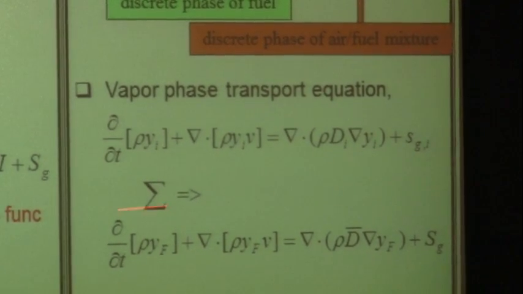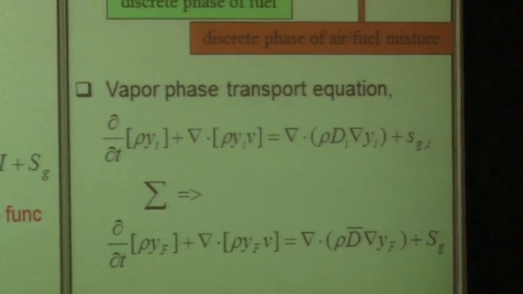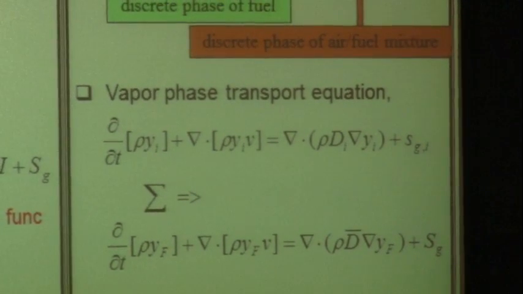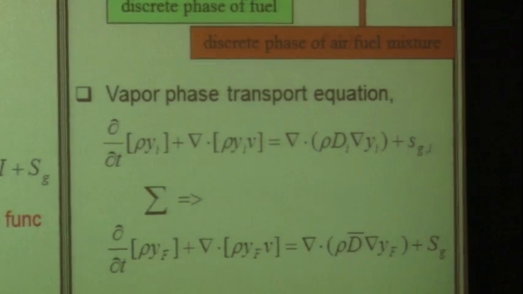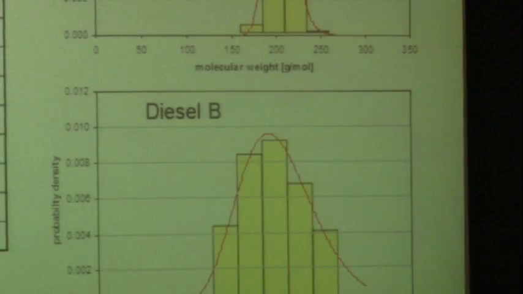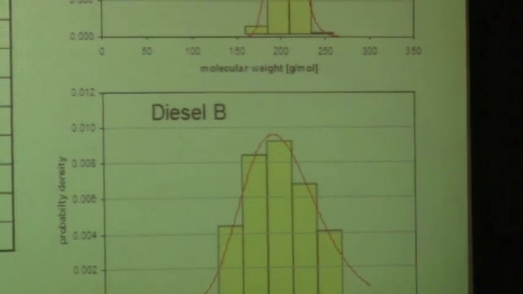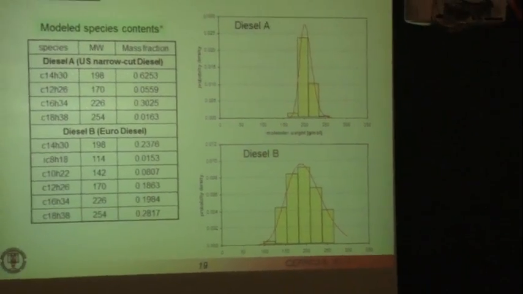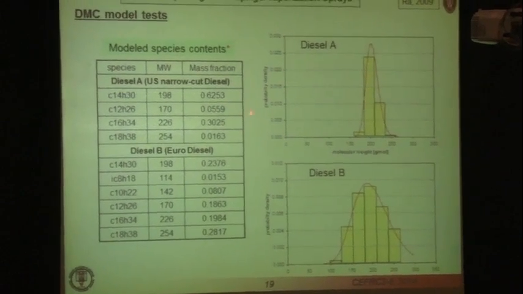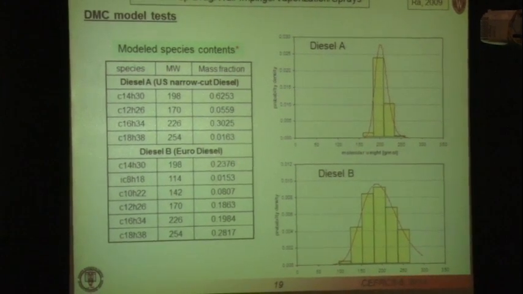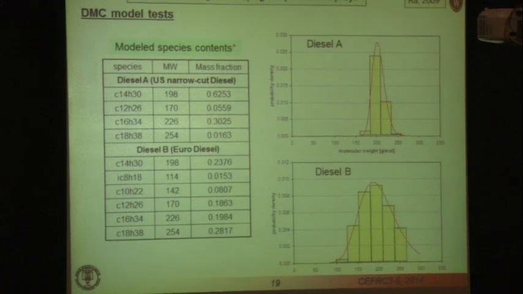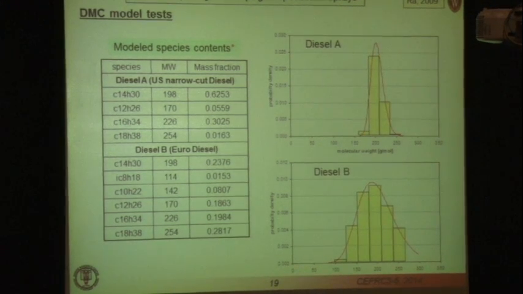If you sum over all of the fuel species, you'll basically have one equation that represents the rate of change of fuel mass fraction. But we will actually track each of the components. So here's some simple models that we've looked at for 2 different diesel fuels, a narrow cut and a Euro diesel fuel, where you can represent the diesel fuel using this discrete multi-component model with 4 species for the narrow cut case here, and 6 species for the Euro diesel.